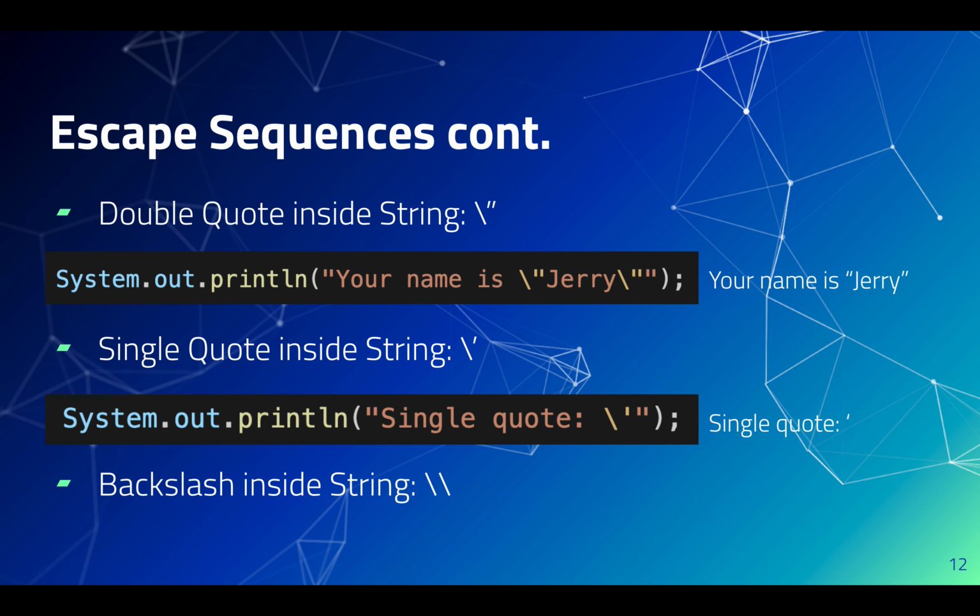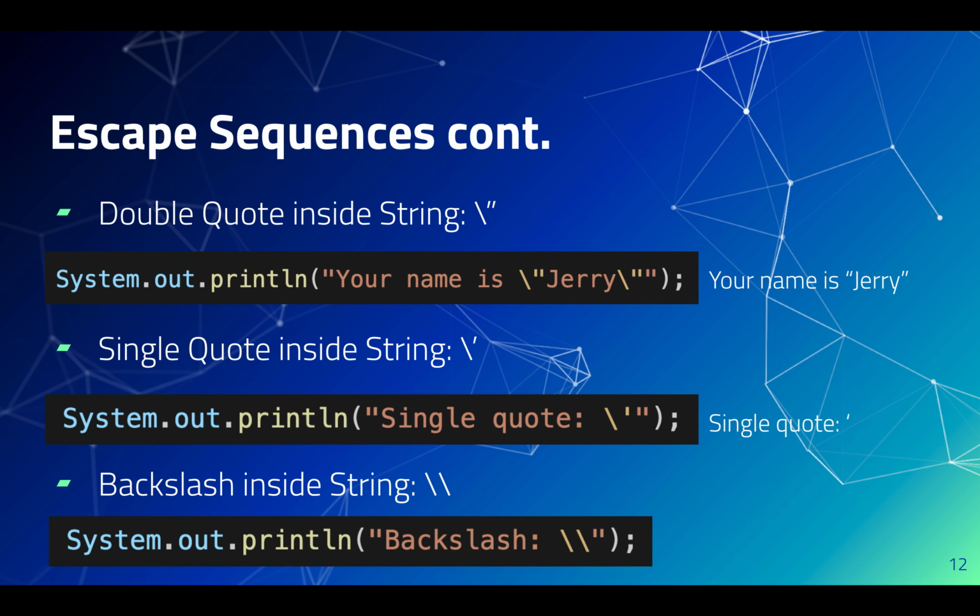Now since we just learned the backslash also has a special meaning in Java, what if we wanted to print the backslash? Well, we would use two backslashes. The first is the escape character and the second is what we actually want to print. So we have two backslashes and the output will really just be one.